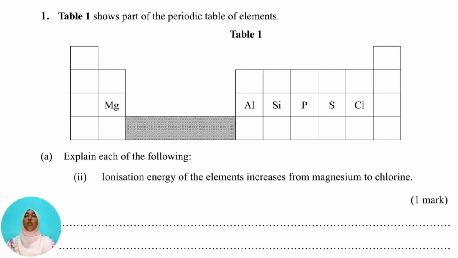Let us continue to Roman 2: ionization energy of the elements increases from magnesium to chlorine. So we need to explain why.